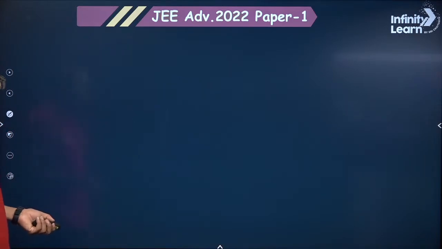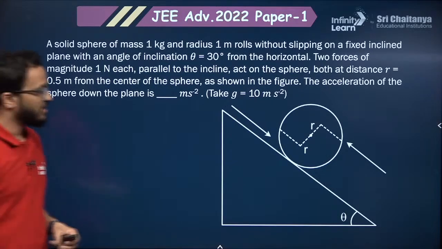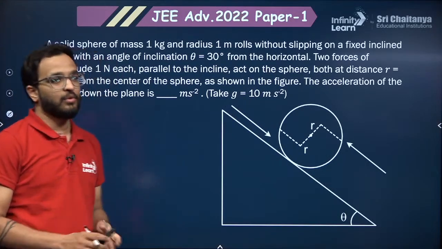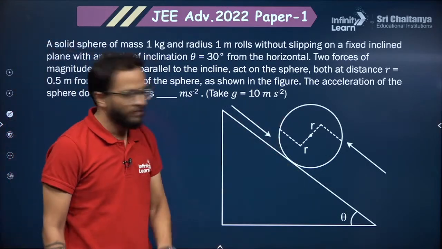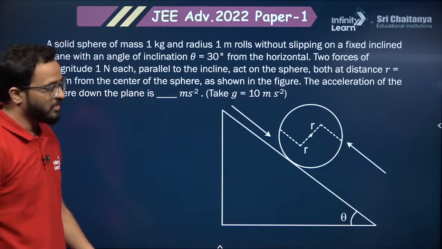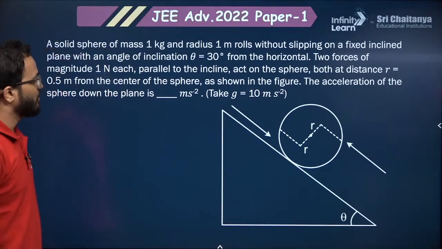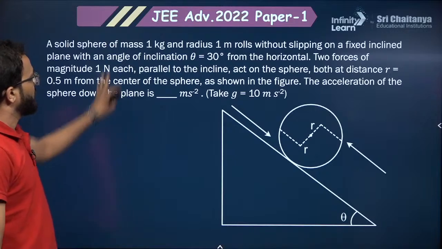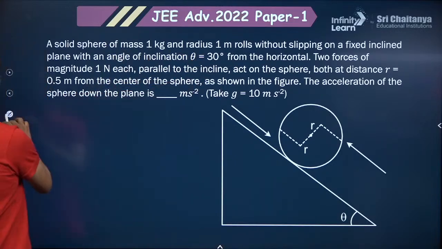So let's move on to the next question now. Okay, this is an interesting question, but again easy. So this question also falls under the category of easy questions. The real questions are going to come, don't worry. So anyway, what is happening here? Every data is given, mass is 1 kg, radius is 1 kg, okay.